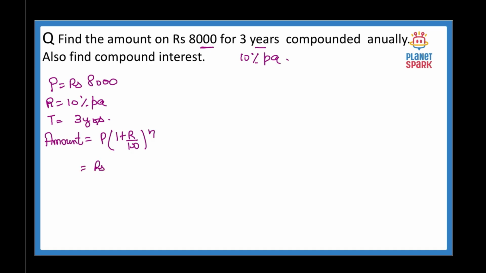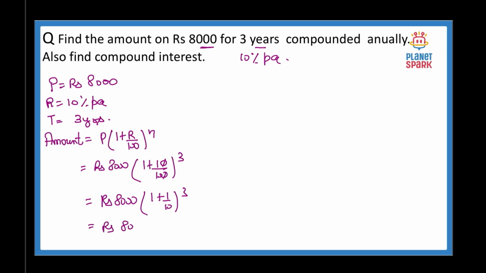So amount will become, in place of principal, I'll write 8,000 into bracket 1 plus 10 upon 100 raised to the power n. N is always time, so n is 3 over here. On simplifying, we'll get 8,000 into (1 plus 1 upon 10) raised to the power 3. Now in the bracket, 1 plus 1 upon 10 will simplify using LCM. LCM of 1 and 10 is 10. So it will become 11 upon 10 raised to the power 3. So amount will become 8,000 into 11 upon 10 raised to the power 3, which means 11 upon 10 multiplied 3 times: 11 upon 10 into 11 upon 10 into 11 upon 10.